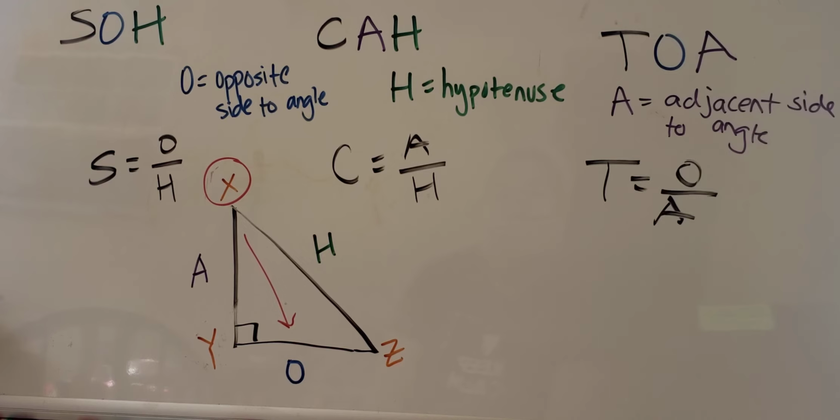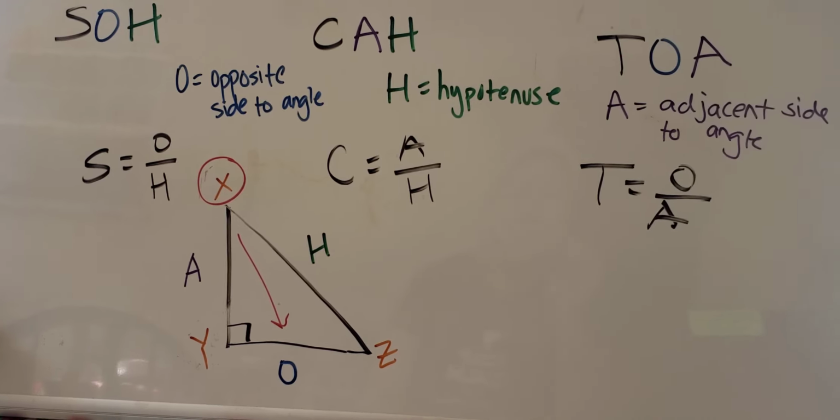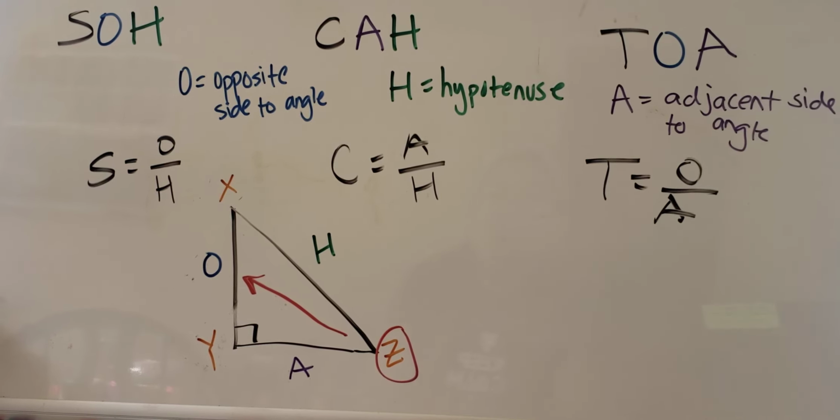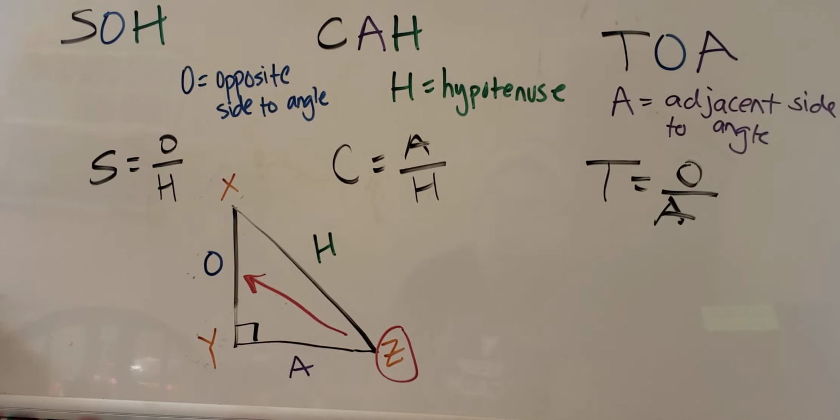All right, well, let's take a look if I were to change my angle to angle Z. Okay, so this time if I'm looking at angle Z, my opposite side would be XY because that's right across from angle Z. And my adjacent side would be ZY, okay, right next to it. Notice my hypotenuse never changes in either case. What changes is my opposite and adjacent side, depending on which angle you're looking at, okay?